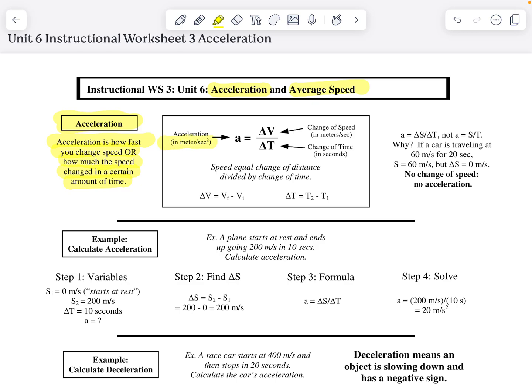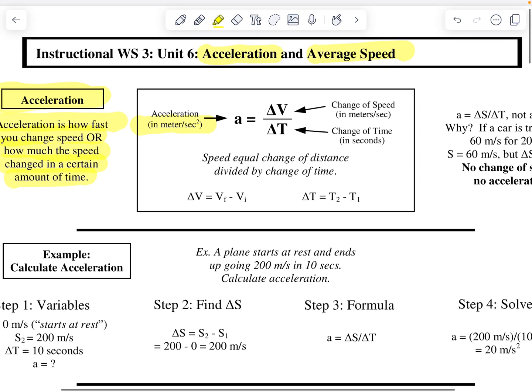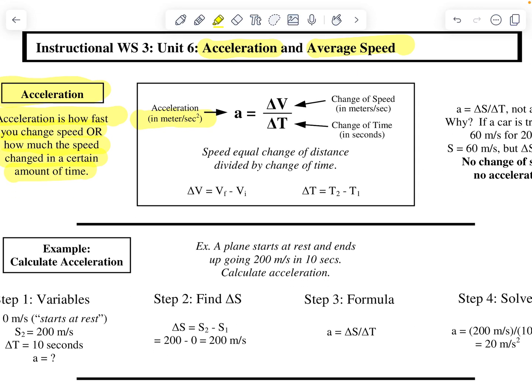First of all, please notice the units are very strange. The units are meters per second squared. So it's distance over time squared. Very unusual. It's abbreviated by the letter A. And please note that this triangle means change. So the change of speed over the change of time. And we'll be practicing this when we get to the other side.